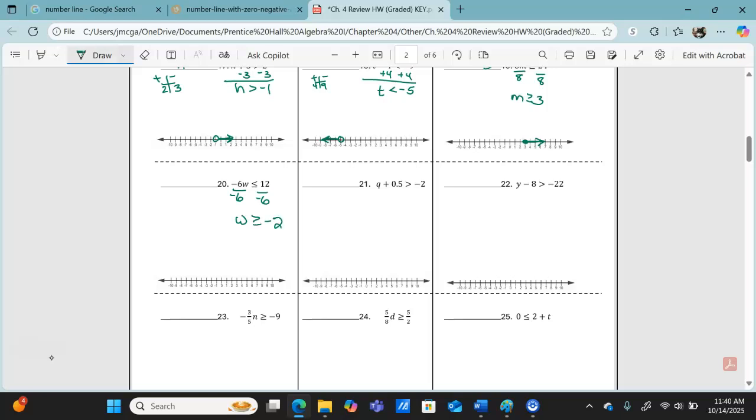So we're going to have W is greater than or equal to -2. So we will put a darkened dot at -2 and it will go this way.